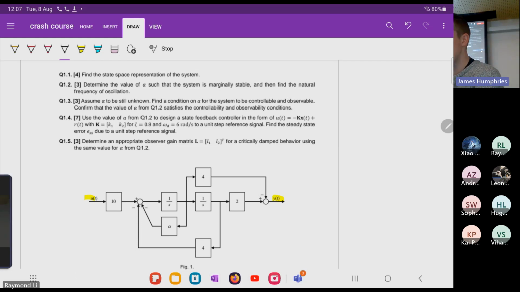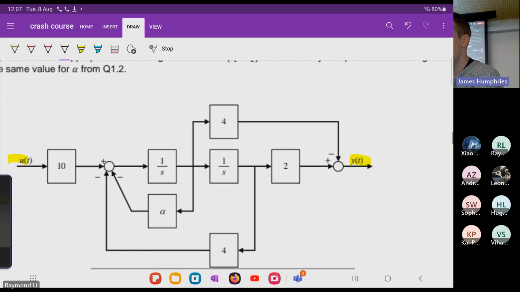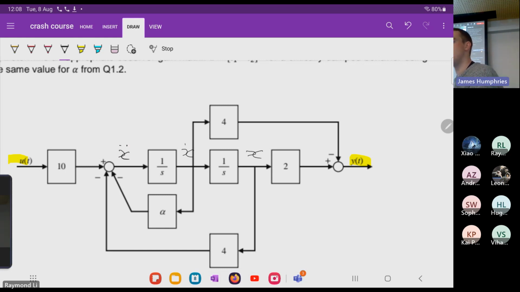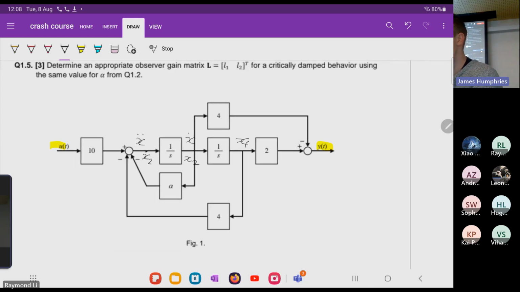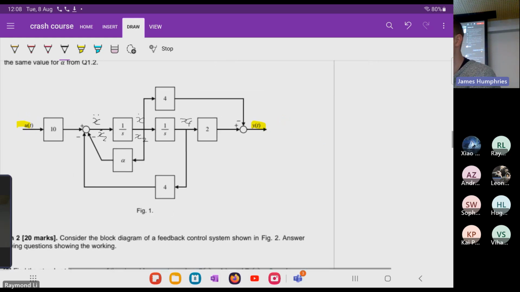Okay. I like to start by looking at this and going, I've got an S block, so this is going to become my X double dot. And then this will be X dot, and this will be X. All right. And then I can say that this is, say, X1, and then this can be essentially X2, and so this will be X2 dot. Does that make sense? So we're using those derivative blocks or the integral blocks to our advantage there.